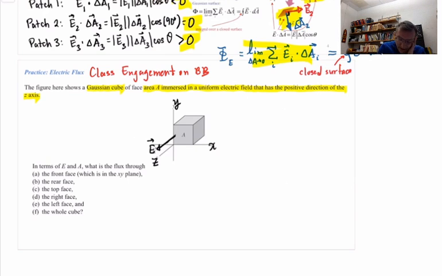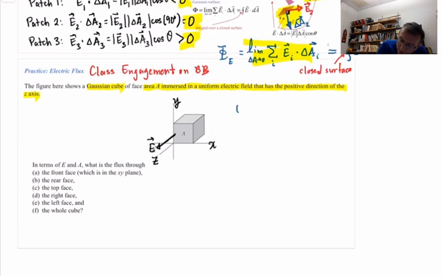In terms of magnitude E and area A, we are to find the flux through various faces of the cube. I'm going to do part A with you, and then you on Blackboard can answer B through F. Okay? All right, let's find an expression for the electric flux through the front face of the Gaussian cube. That front face is sitting exactly in the xy plane.